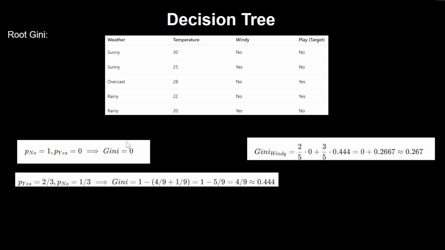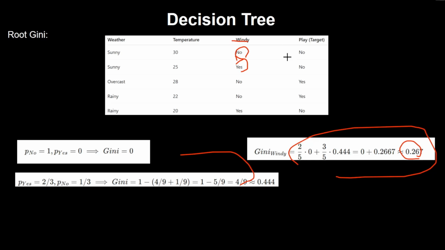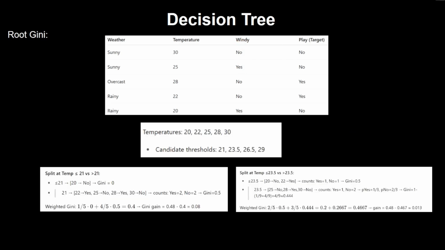So similarly, we do for the next feature, which is windy, yes or no. We similarly calculate the Gini impurity for each of these classes, yes or no, and we calculate the weighted average so that we get the Gini impurity for the whole windy feature, which is 0.267. Now let's split the values with respect to the temperature column.